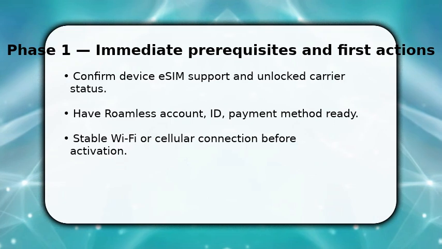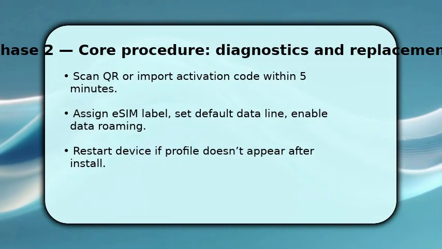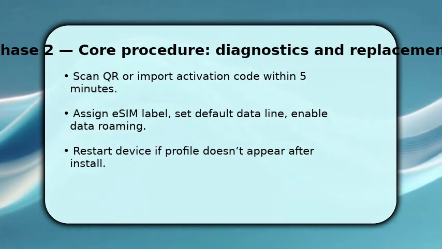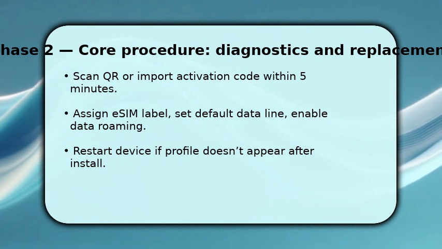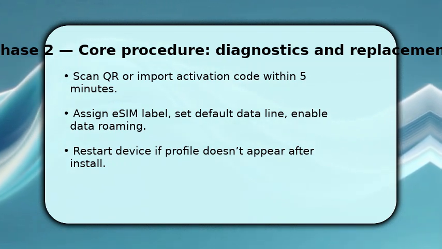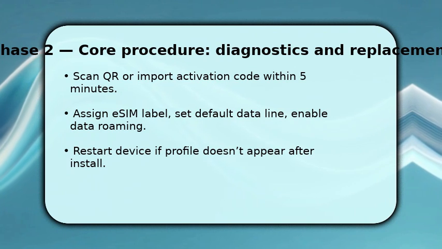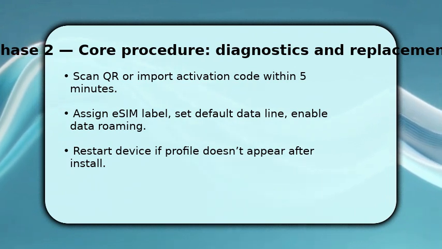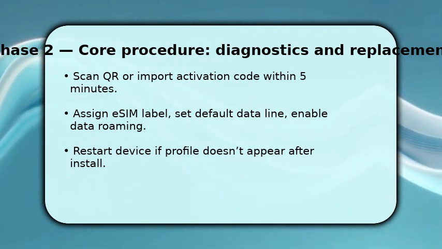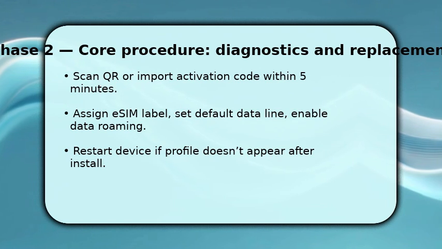You'll now install the eSIM profile and configure routing. This is the detailed middle step where errors commonly occur. After scanning the QR or pasting the code, tap Install and allow profile addition. Make sure to assign a clear label like Roamless data. Set that line as your default data and enable data roaming in settings.